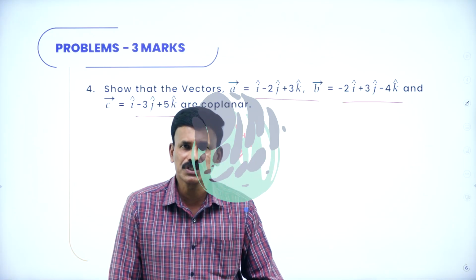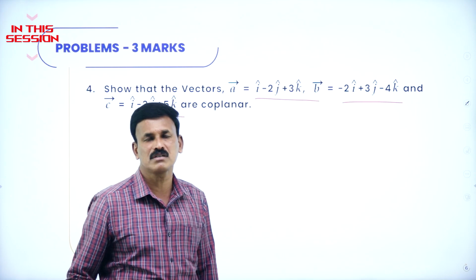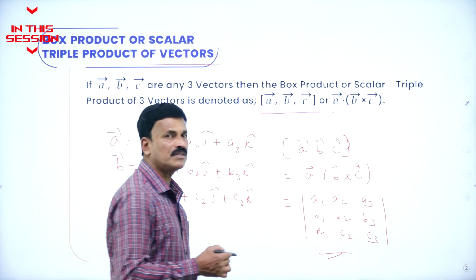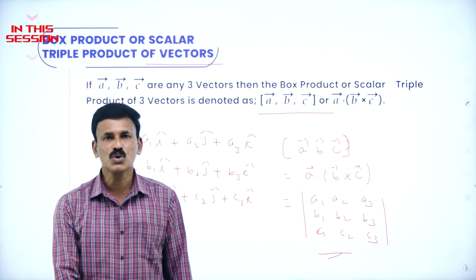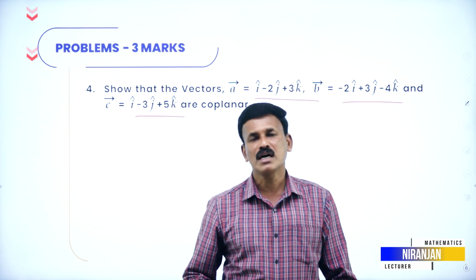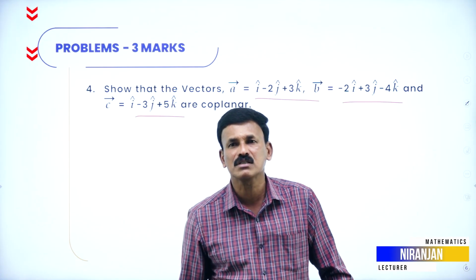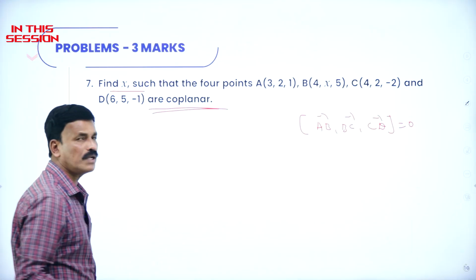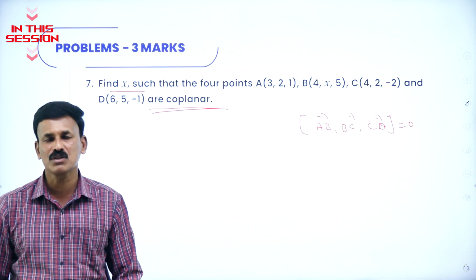Scalar triple product is equal to 0. That is, if the determinant value is equal to 0, then the vectors are said to be coplanar. If the scalar triple product is equal to 0, then the three vectors are said to be coplanar vectors. Coplanar is nothing but, as I told, if A dot B cross C is equal to 0, then the vectors are said to be coplanar. For coplanarity, what is the condition? The box product of vectors A, B, C is equal to 0.